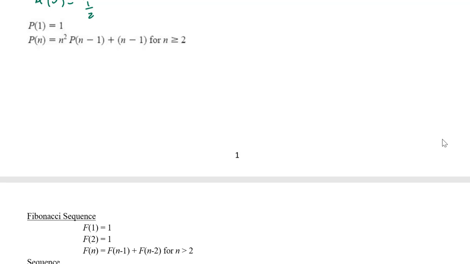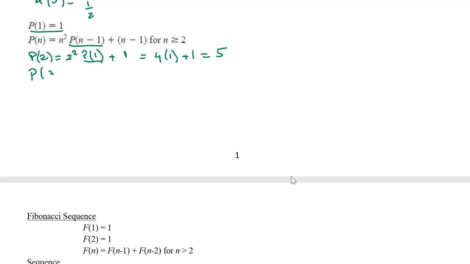Let's see one more example here. P1 is given as 1, and Pn is given as n squared times P of n minus 1 plus n minus 1. So here we use the previous one, P of n minus 1, but for the rest we use n squared and n minus 1. P1 is given. P2 will be 2 squared times P of 2 minus 1, which is P1, plus 2 minus 1. So 2 squared is 4, and for P of 1 we use 1, plus 1, which is 5.